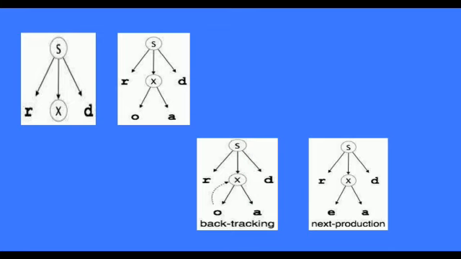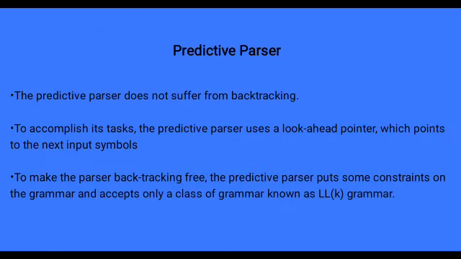I started at the root node. As per the definition, the root node here is capital S. I started at the root node and I have taken the input string r capital X d and proceeded by replacing them with production rules until I got the input string. This is called the backtracking problem. And the next one is the predictive parser.